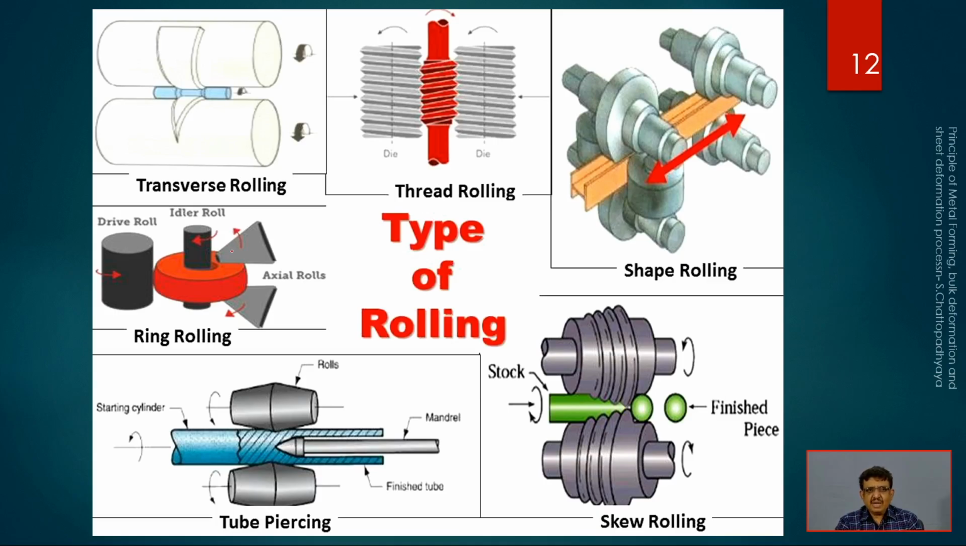Then the next one is ring rolling, with this kind of arrangement and configuration with the rotation, deformation takes place, and this is known as a ring. So the ring is produced, so it is known as ring rolling. And the bottom left part is known as tube piercing, where the workpiece is rotated against typical rolls, and there is a mandrel. This is the mandrel, and it is responsible for creating the hollow part, which is a feature of a tube. So this is known as tube piercing.